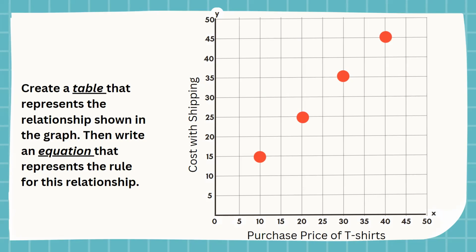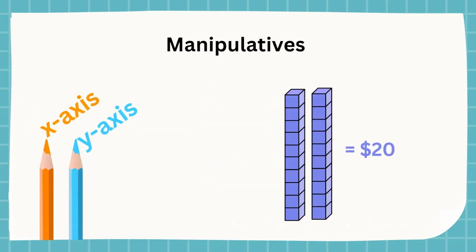Let's bring out our manipulatives, 2 colored pencils, and base 10 blocks. The orange colored pencil represents our X value, while the blue colored pencil represents our Y value. The base 10 blocks represent money. For example, to represent $20, we will use 20 base 10 blocks, or 2 rods made up of 10 blocks.